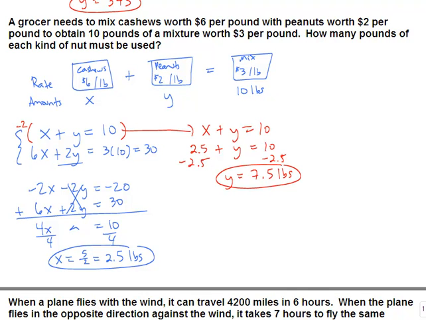So let's just write out our final answer as a sentence. Remember that x was the pounds of cashews and y was the pounds of peanuts. So for my final answer, I could say that we need 2.5 pounds of cashews and 7.5 pounds of peanuts.